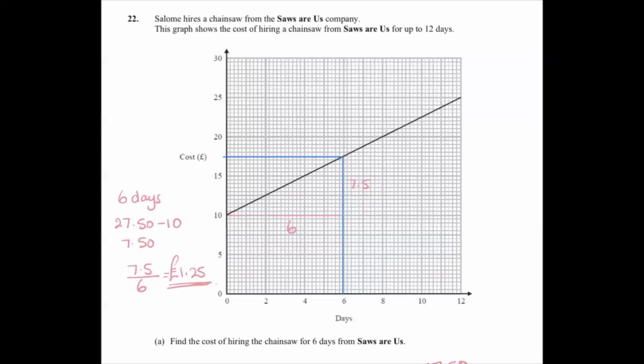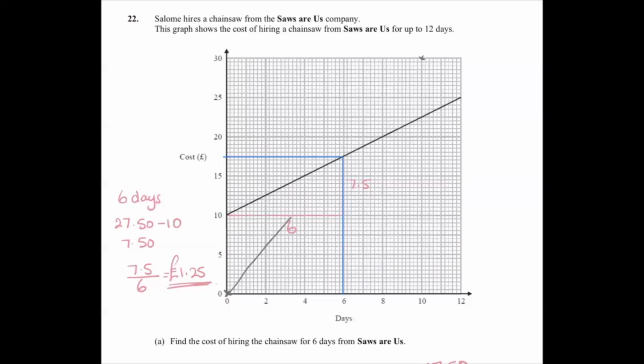Now, part C is talking about a different firm that just charges £3 a day. And we've got to compare these two firms. So what we're going to do is pop on a rate of £3 a day. So if there are no days, there's no charge. If there's 10 days, 10 threes are 30, there would be a £30 charge.